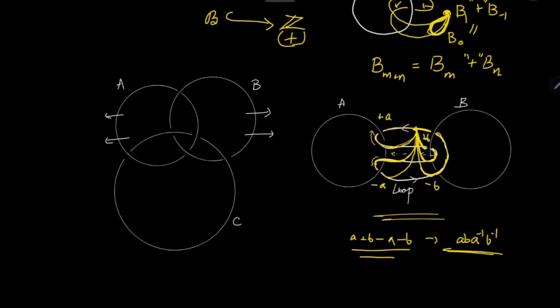Can C actually be unlinked from A and B? Maybe, I got no clue.